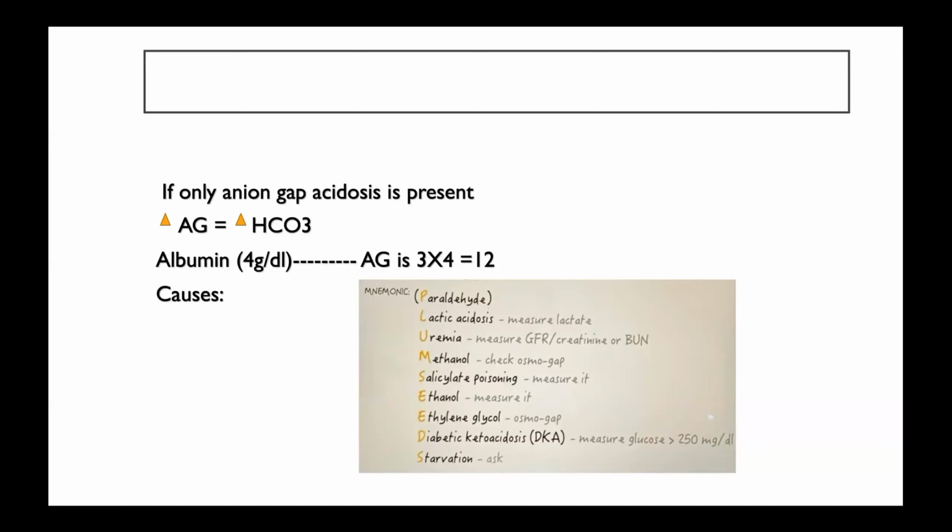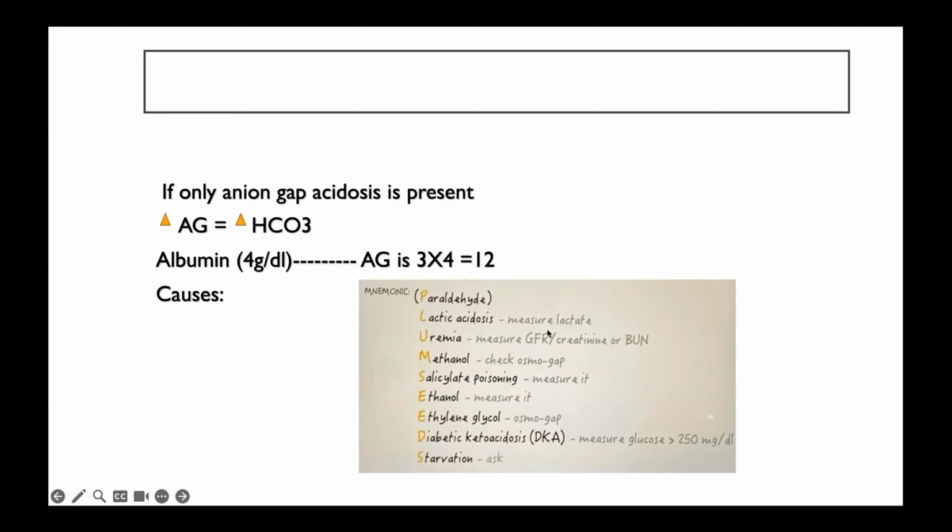As I said, the anion gap is mainly contributed by albumin. That is, albumin is 4, we multiply by 3, and you get 12. So that is normal. There's a mnemonic, if you want, you can memorize it. Right, this is the plum seeds: aldehyde, lactic acidosis, uremia, methanol, salicylic poisoning, ethanol, ethylene glycol, and diabetic ketoacidosis, starvation, all will bring high anion gap, right?